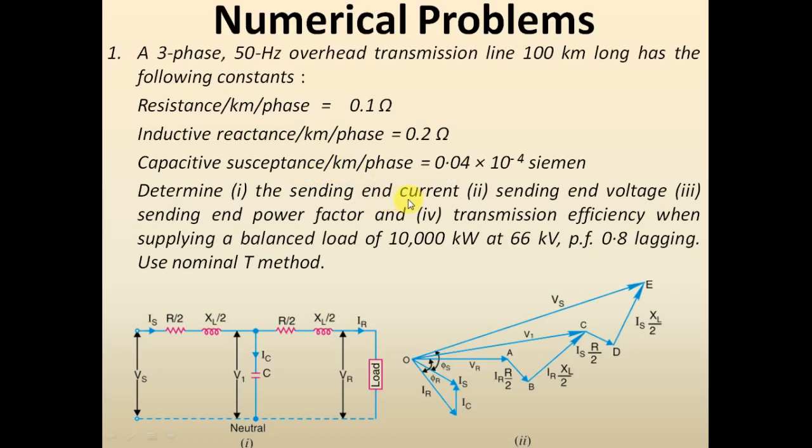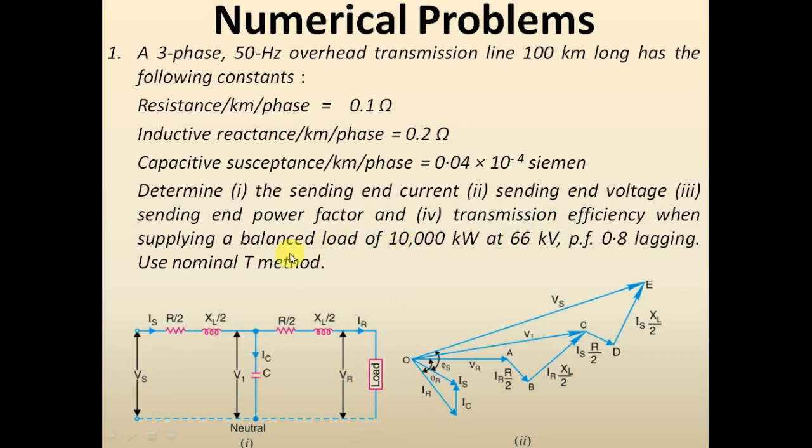You are asked to find the sending end current, the value of Is, sending end voltage, value of Vs, sending end power factor, that is the cosine of the angle between Vs and Is, transmission efficiency, that is the output power at the load side divided by the sending end power.